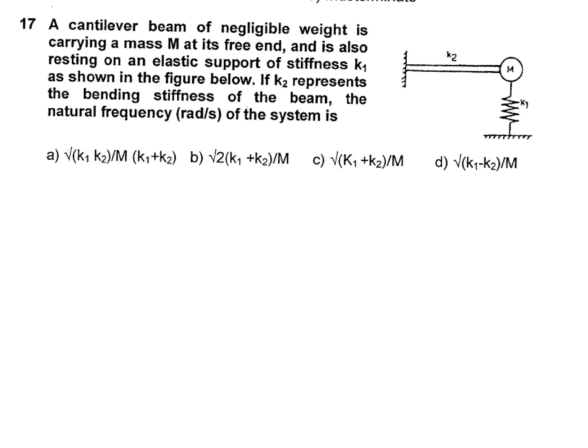A cantilever beam of negligible weight is carrying a mass capital M at its free end and is also resting on an elastic support of stiffness K1 as shown in the figure below. If K2 represents the bending stiffness of the beam, the natural frequency in radian per second of the system is how much? Omega n we have to calculate. It's root over k equivalent by m. This beam also we can write as a spring.